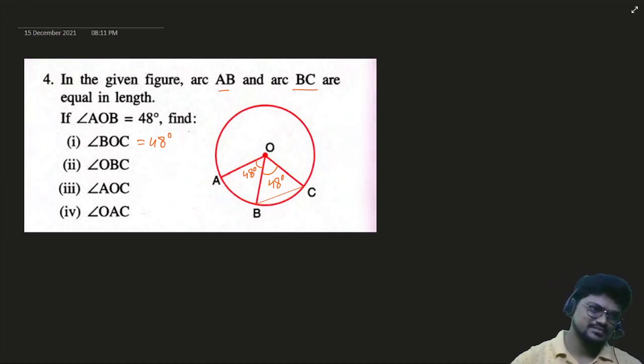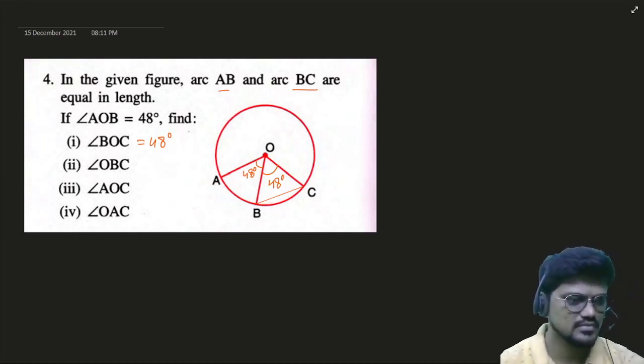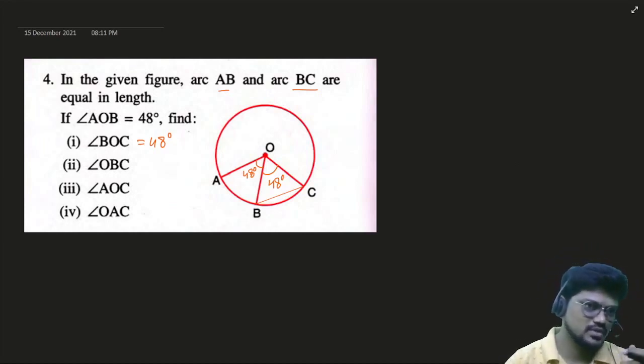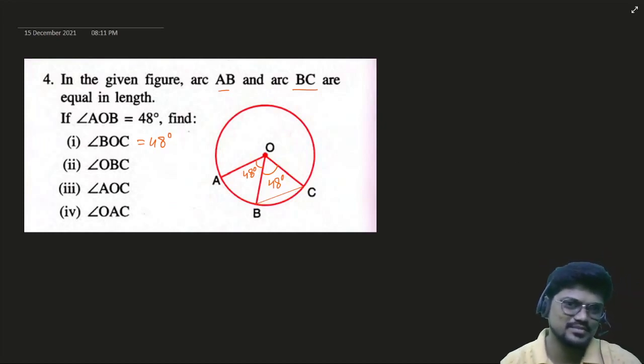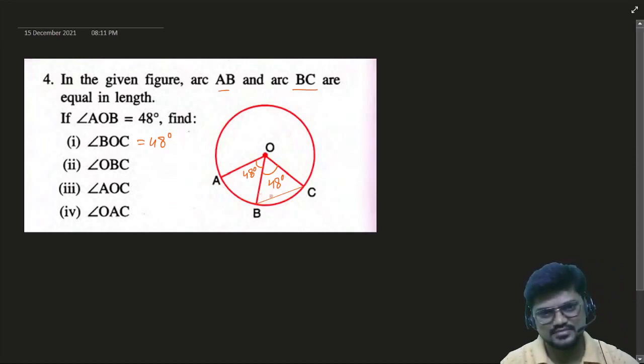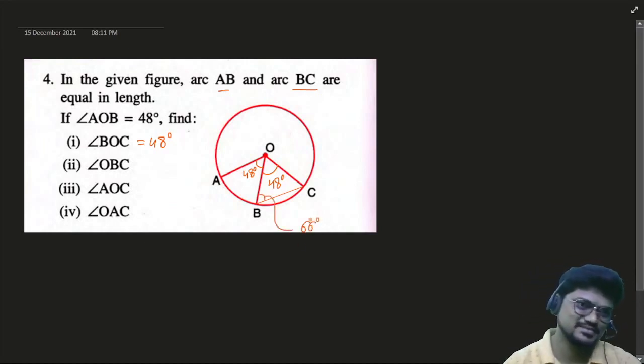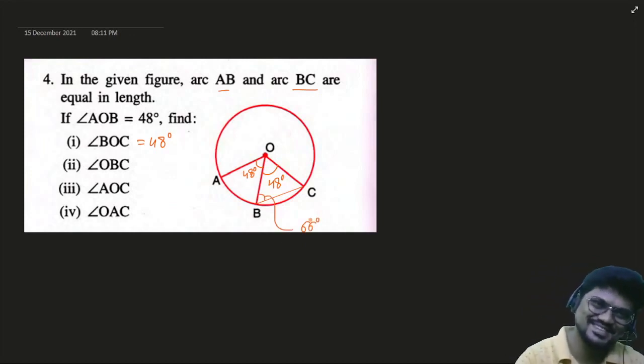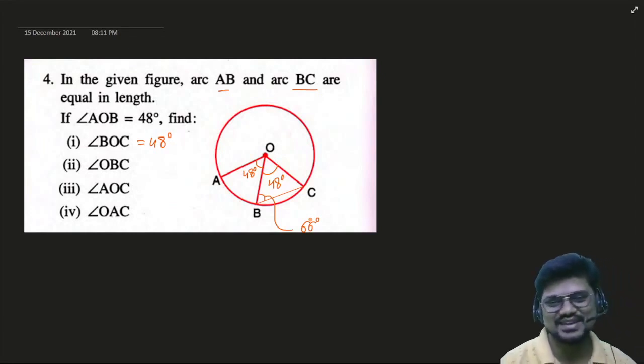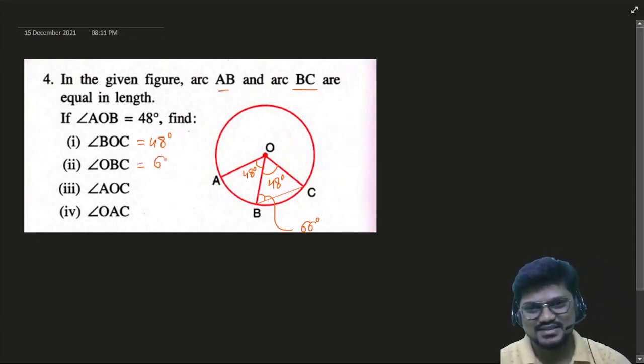61. No, OBC, no, sir, 66. I think there is a calculation missing. The subtraction was wrong. Yeah, 66. Sir, my net issue was there. I did 66 only, but because of the tissue, the 66 became 61. Fine. OBC is 66 degrees.